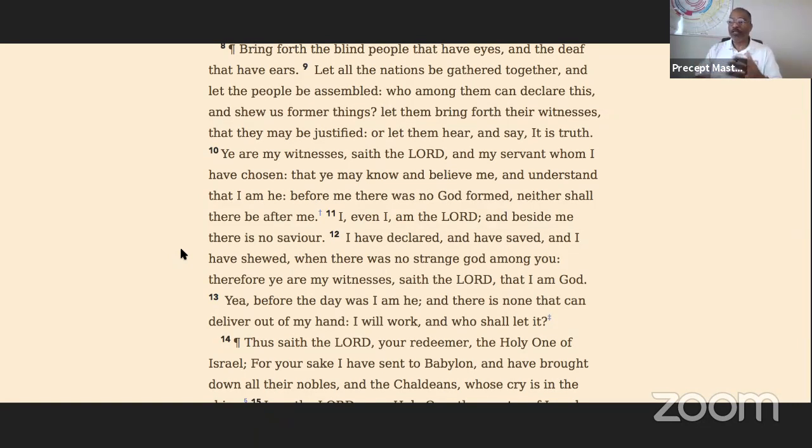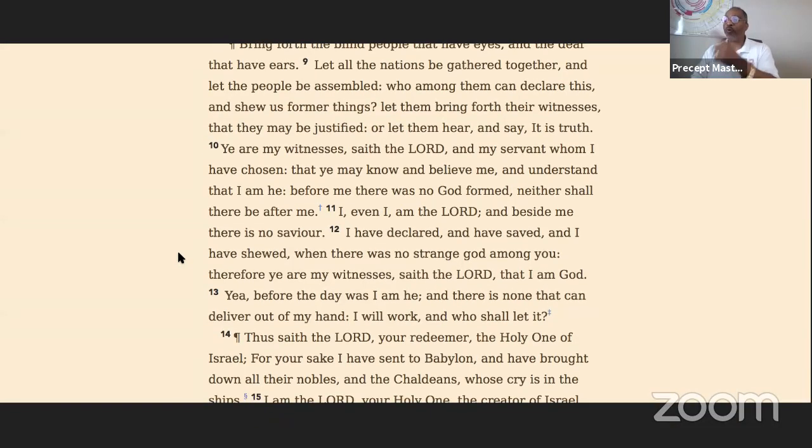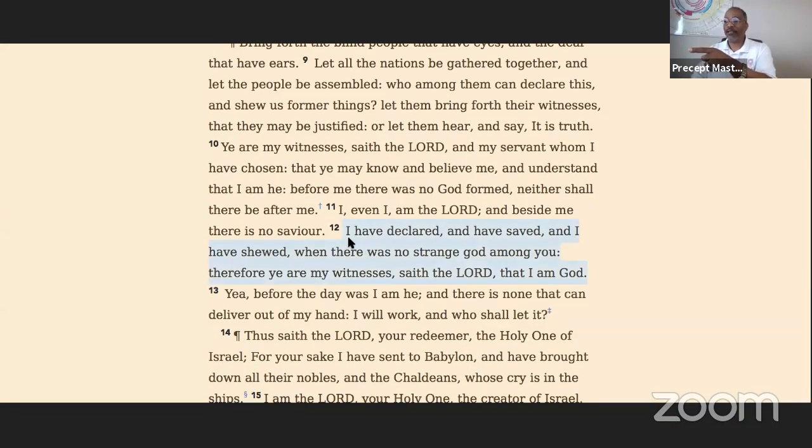He's telling you all these things. I have promised, telling you right there. I have promised and have saved. Did not he do that? He saved them, took them out of Egypt. Then he saved you from the darkness that we were in. He's telling you everything that he's done. And I have showed, and there was no strange God among you. He's letting you know clear this.